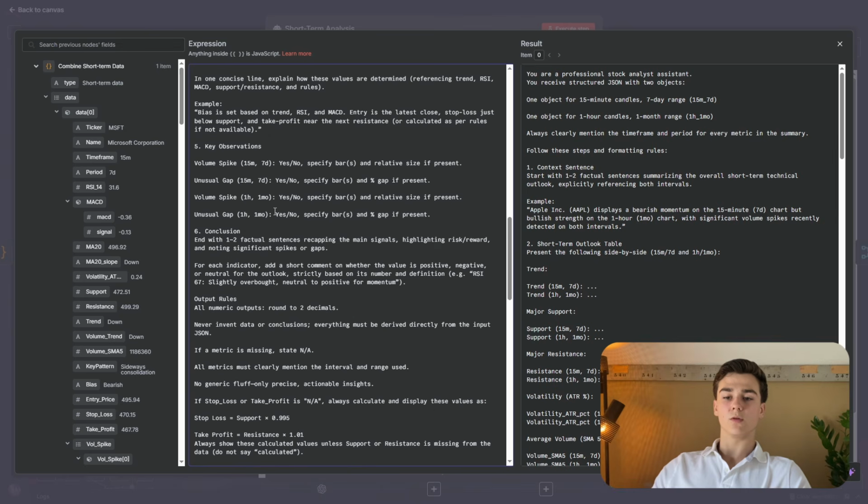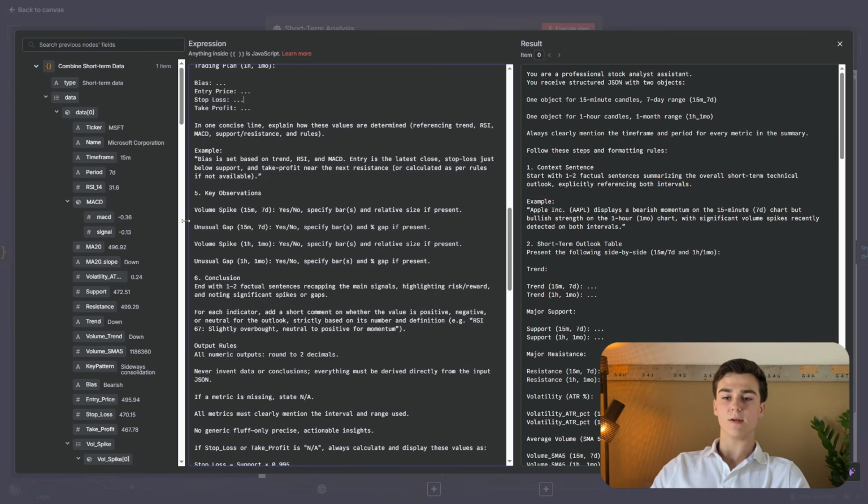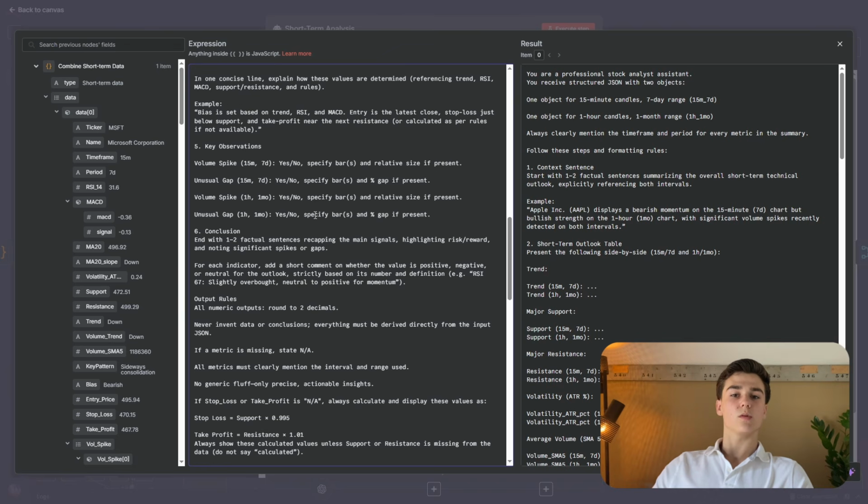After that, we will do the key observations. So this will be the volume spike and the unusual gap. So this is both for the 15 minutes, 7 day, and 1 hour, 1 month. Then afterwards, we will have the conclusion, and this is just a quick summary of all of the data that is being mentioned in the analysis.